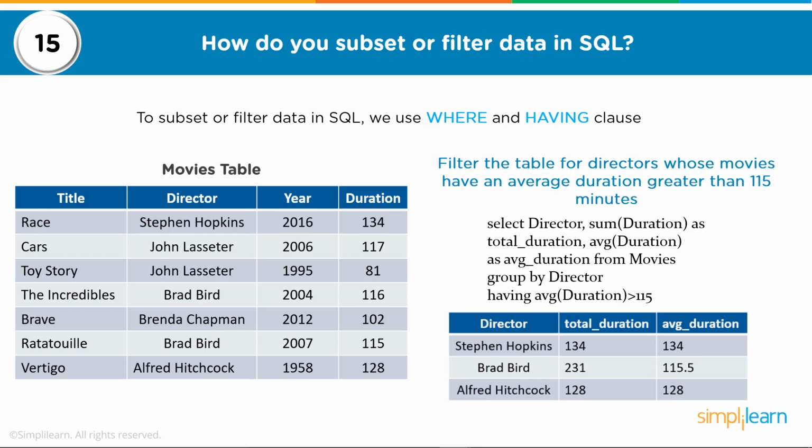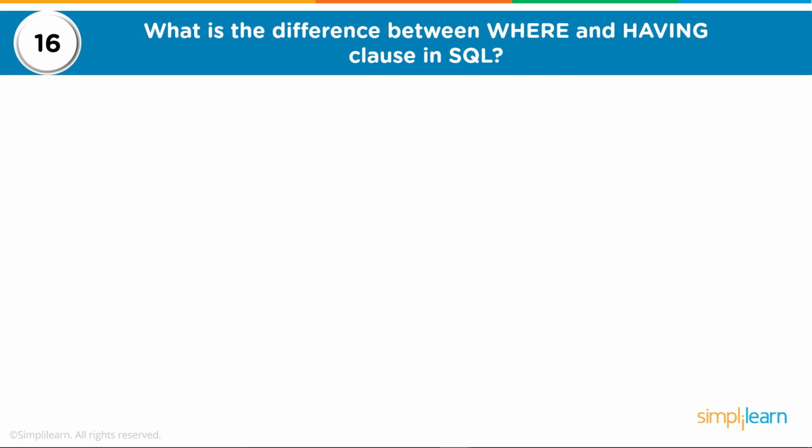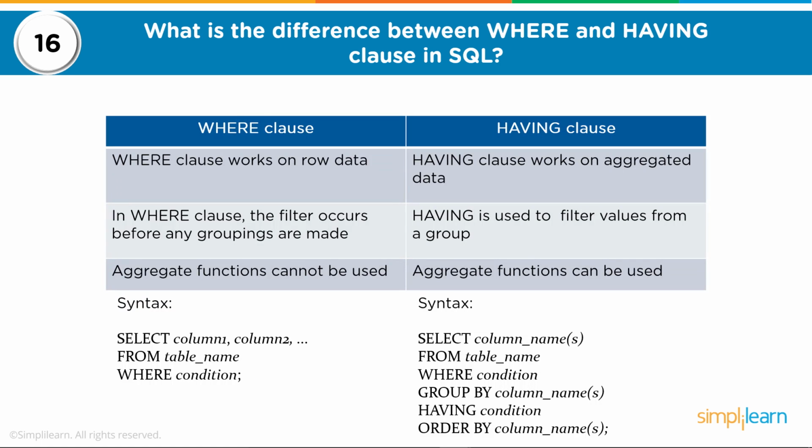What is the difference between where and having clause in SQL? Where clause works on row data. In where clause, the filter occurs before any groupings are made. Aggregate functions cannot be used. So the syntax is select your columns from table where the condition is.